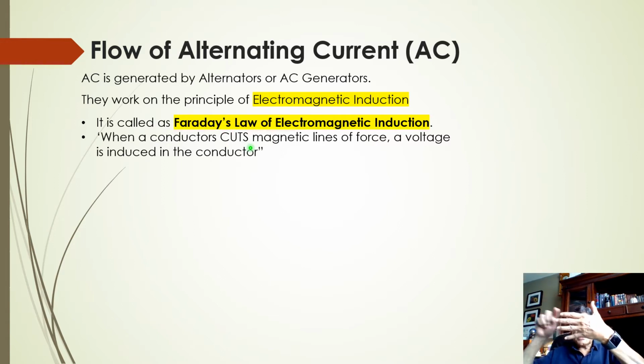Say these are lines of magnetic force from north to south. If I take a conductor or a knife and move it horizontally, parallel to the lines of force, there is no cutting there. But if I move the knife or the wire perpendicular or at an angle to the lines of force, then you will see there is cutting. So that is exactly the concept here. When a conductor cuts magnetic lines of force, a voltage is induced in the conductor.